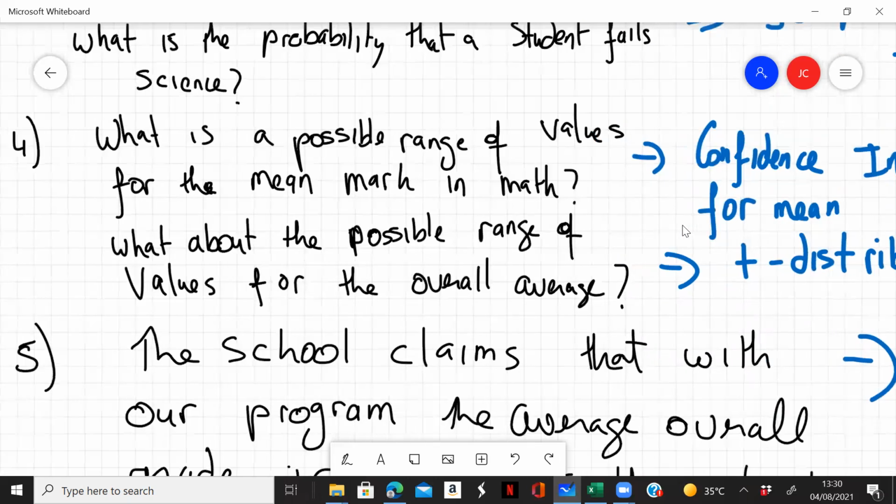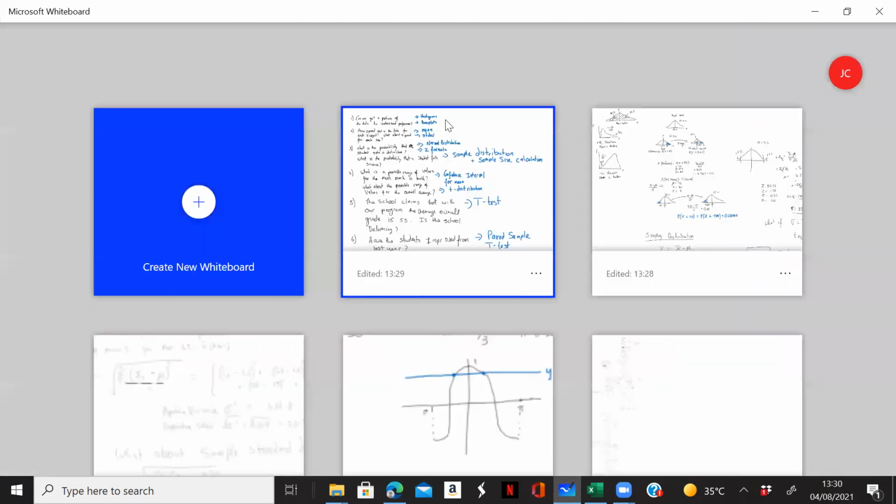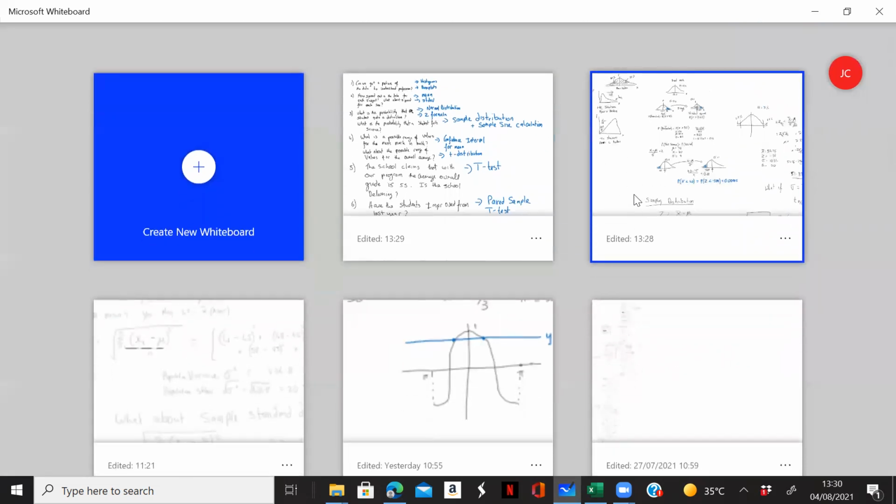Actually, the principal also asked, what if I have a possible range of values for the overall mean or average? We'll try to answer that as well. That is our goal. Now, let's go back to the calculation we were doing before.